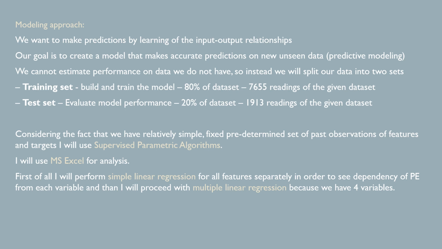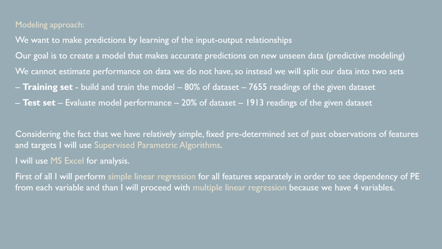We cannot estimate performance on data we do not have, so instead we will split our dataset into two sets. Training set, to build and train the model: 80% of the dataset, 7,655 readings of the given dataset. And test set, to evaluate model performance: 20% of the dataset, 1,913 readings of the given dataset.